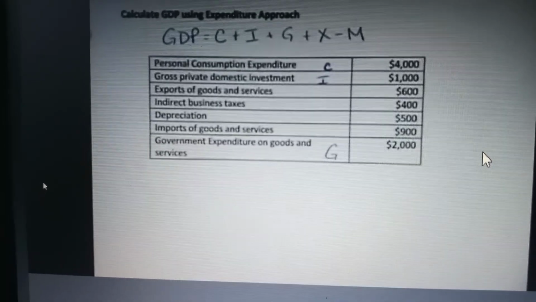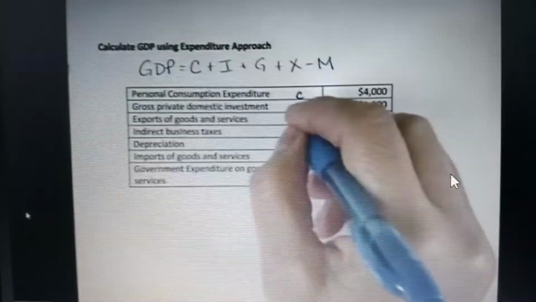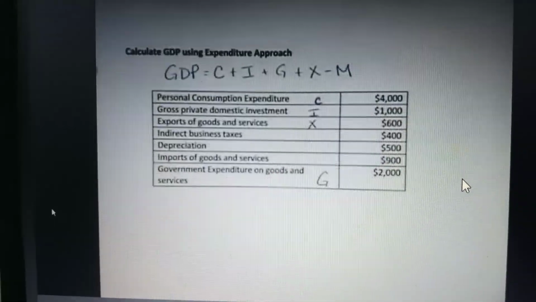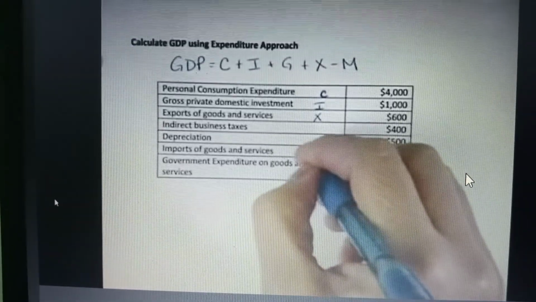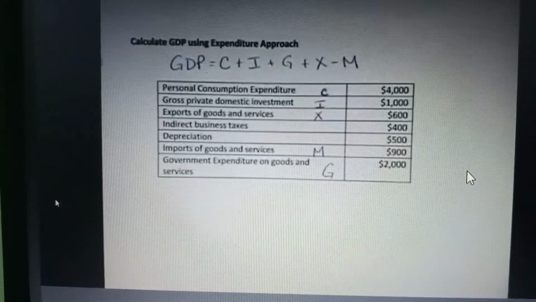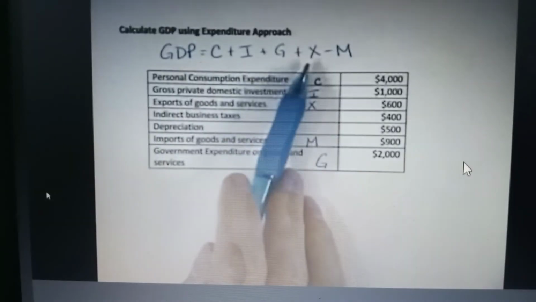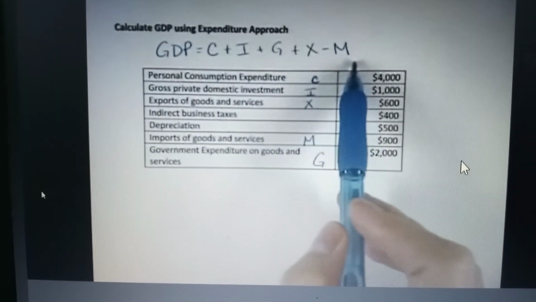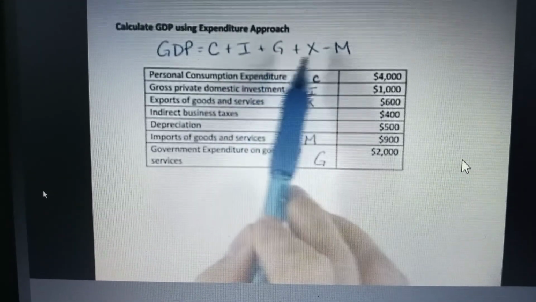Okay, X, I know it doesn't start with X, but that does stand for exports. So exports is the X factor, and then M is our imports. Okay, so that's our M factor. Okay, so again, let's review this. GDP is C plus I plus G plus X, and the only negative one here is M. So we're going to add consumption, investment, government, exports, and then we're going to subtract out imports.